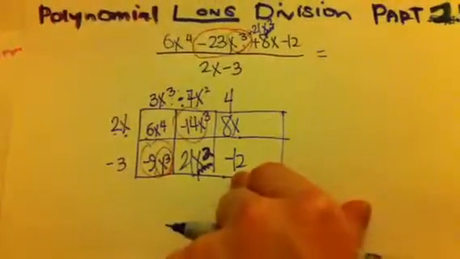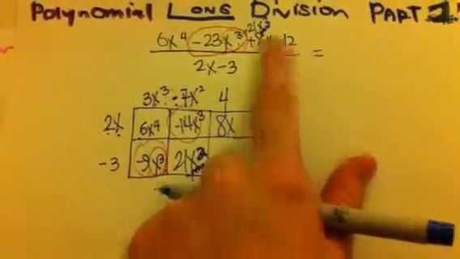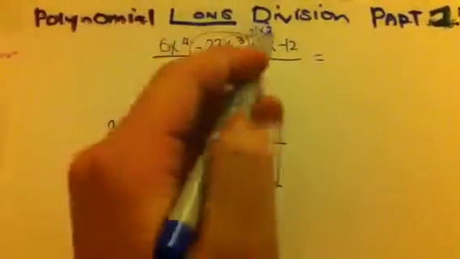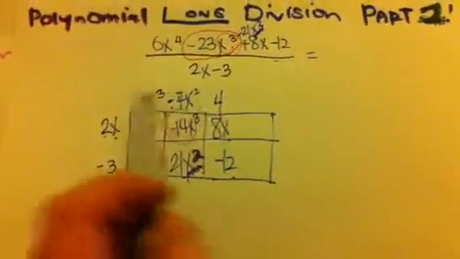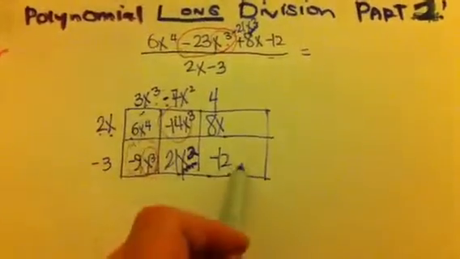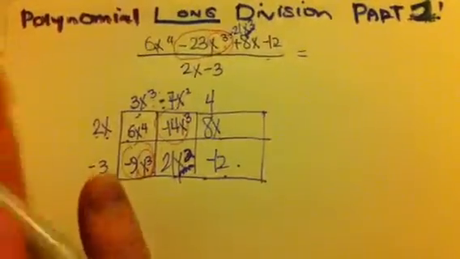Let's go ahead and take a look. Negative 12 plus what gives us negative 12? We don't need to add anything because it's perfect. So this one has no remainder. This one has no remainder because the first and the last term are the same as the first and the last term of the numerator, right?